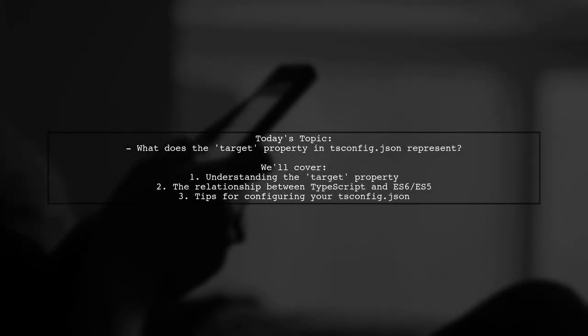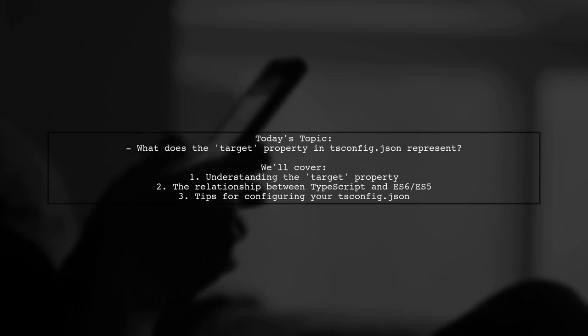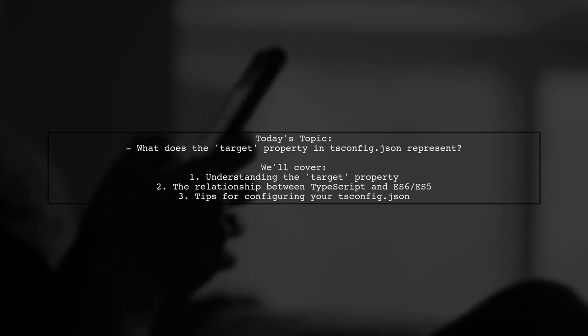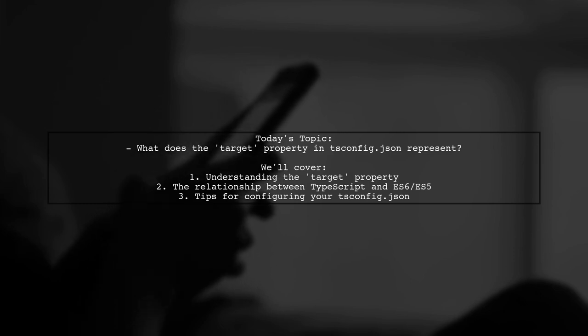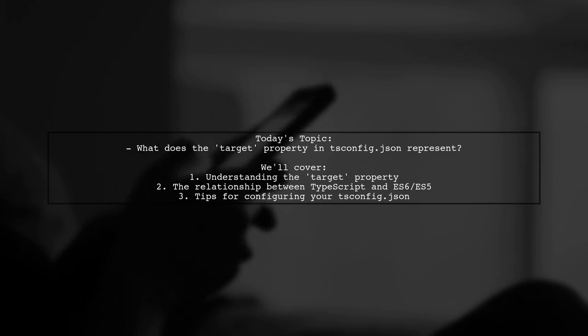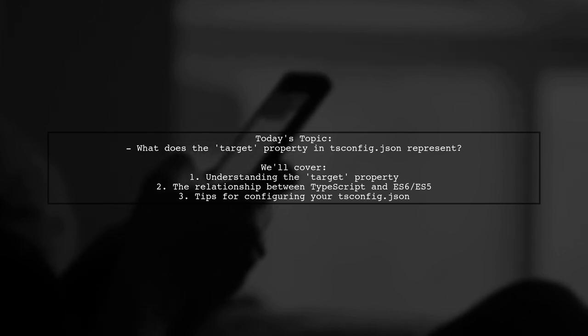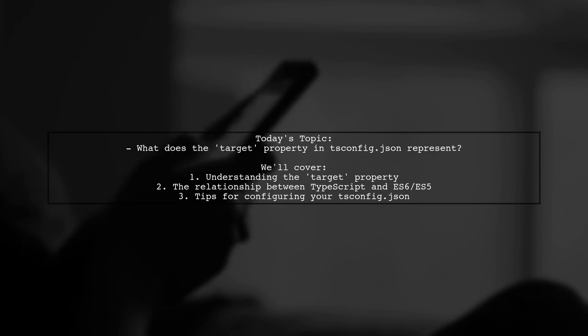Today, we're tackling a question that many Angular developers encounter while working with TypeScript. Our viewer is curious about the target property in the tsconfig.json file. They want to know how it affects their ability to use ES6 features while transpiling to ES5. Let's dive into this important topic and clarify what the target property really means.